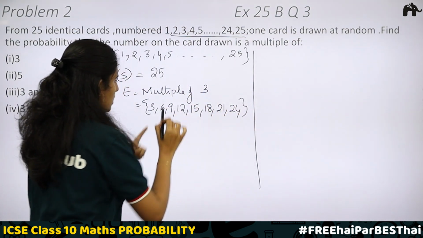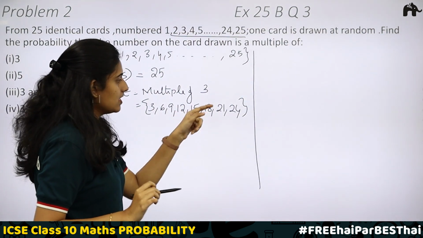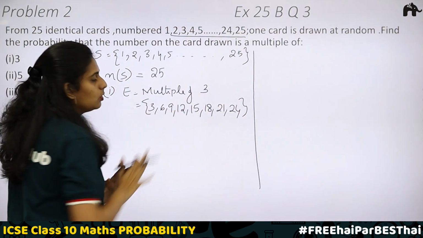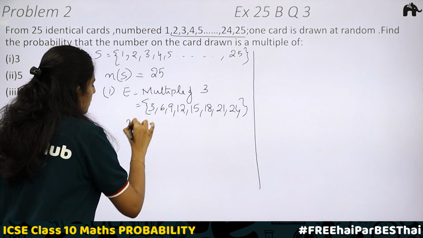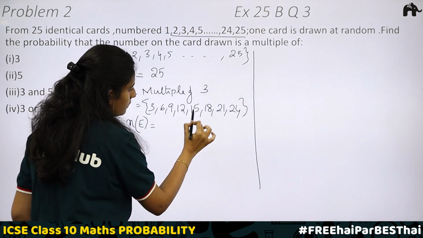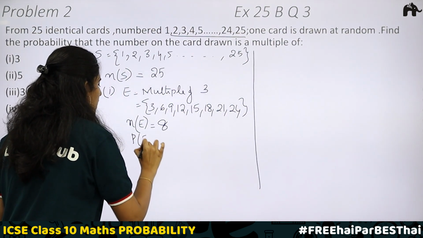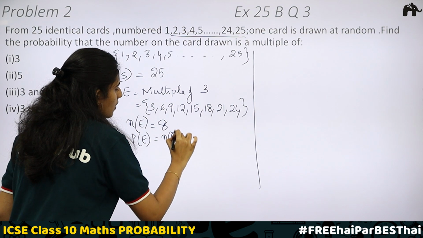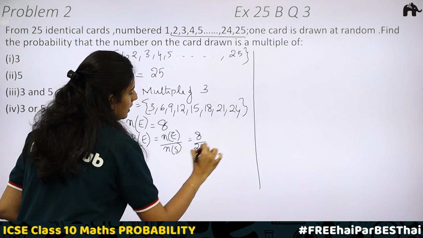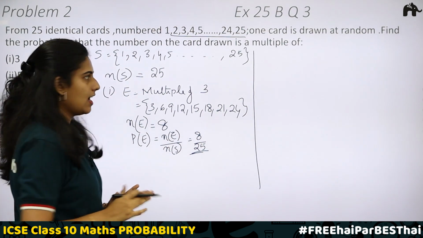3 ones are 3, 3 twos are 6, 3 threes are 9, 3 fours are 12, 3 fives are 15, 3 sixes are 18, 3 sevens are 21 and 3 eights are 24. So, these are the required outcomes favorable. Number of outcomes favorable to the event will be equal to 1, 2, 3, 4, 5, 6, 7, 8. 8 outcomes are favorable to the event. Then the probability of the event happening will be equal to number of outcomes favorable divided by total number of outcomes, which is 8 by 25. Can we cancel this? No, right? There is no common factor. Therefore, 8 by 25 is your answer.